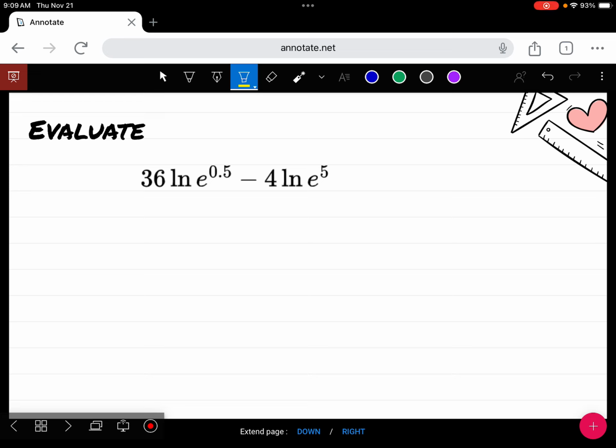One more evaluate, kind of like this, because I wanted to work our e's in. And on this one, we could use any number of properties. I could use my power properties to bring exponents down. I could use the power property to put the coefficients up. I could use the natural log and e being inverses of each other. I could use all kinds of pieces here to simplify this. There are many pathways through.